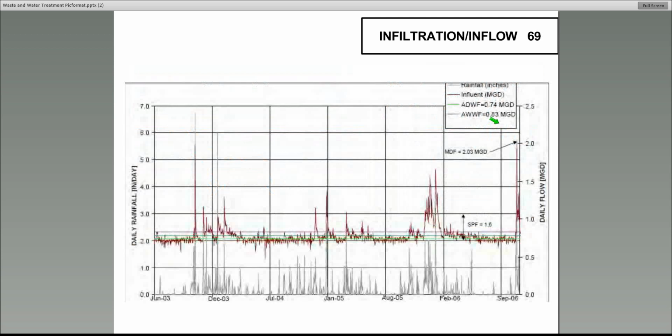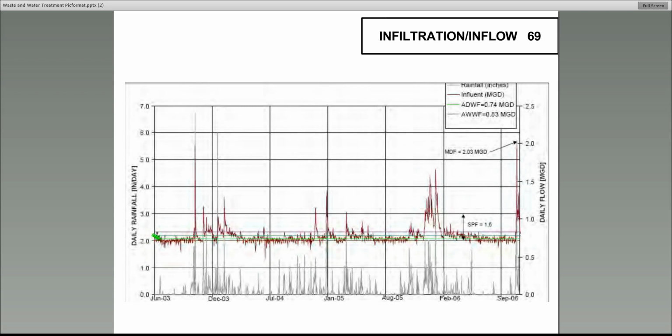Okay, this is a graph showing infiltration and inflow, and I'm not going into a lot of detail, but basically you have an average daily wastewater flow of 0.74 MGD. So you have an average flow here. The red line shows some of the maximum flows you'd have.